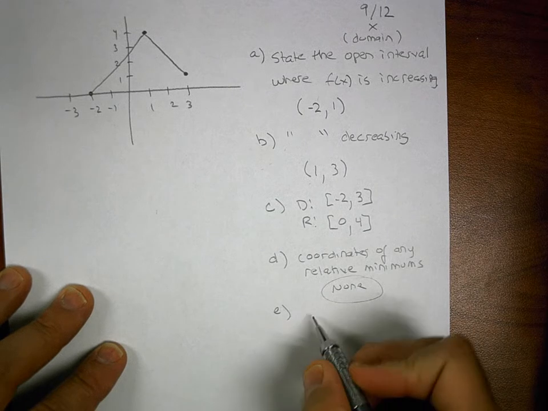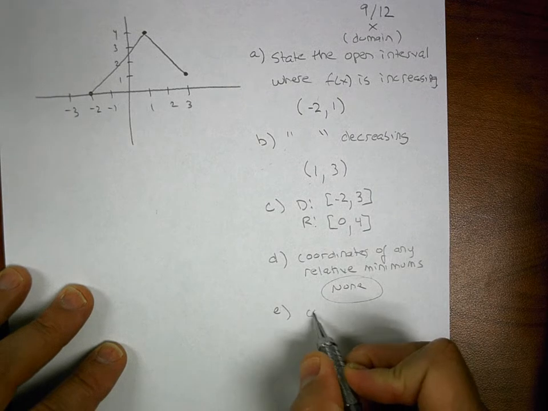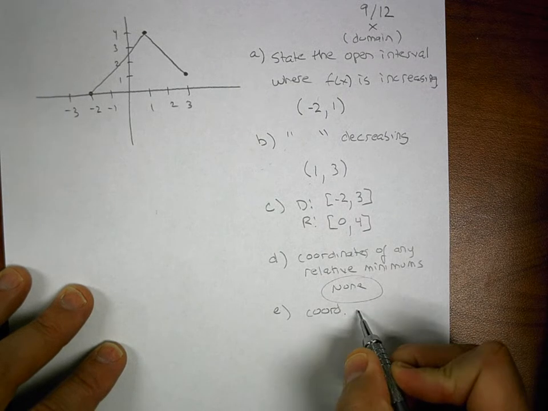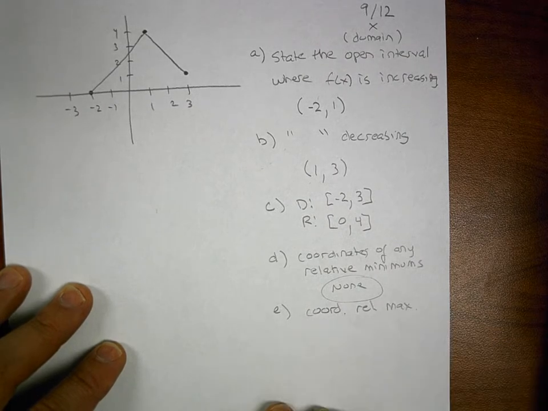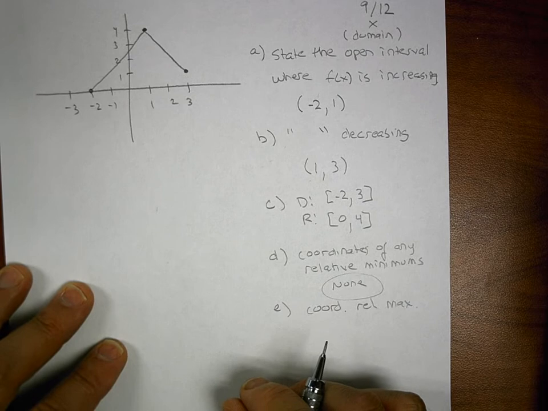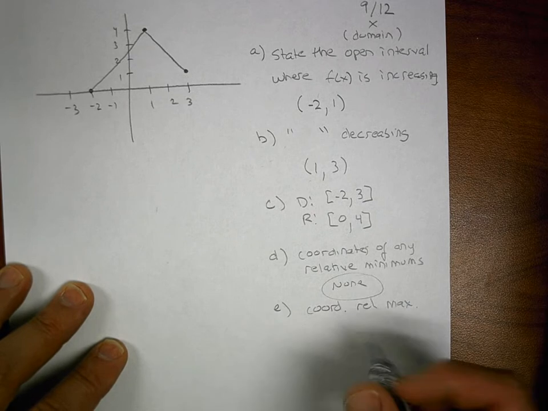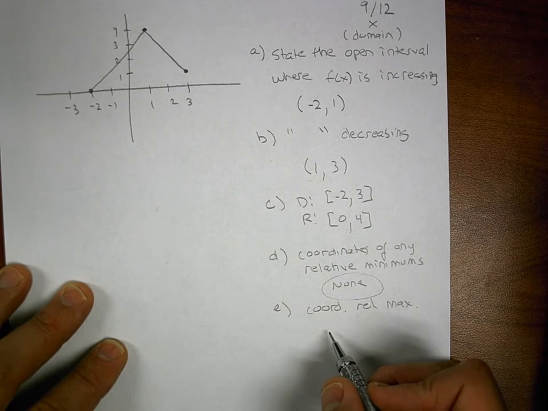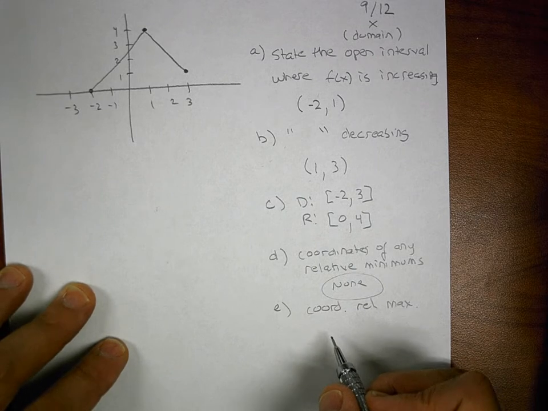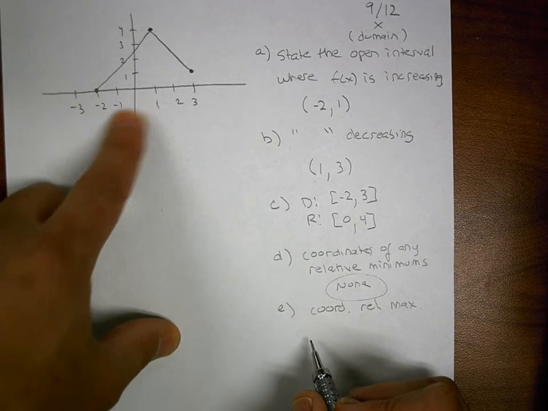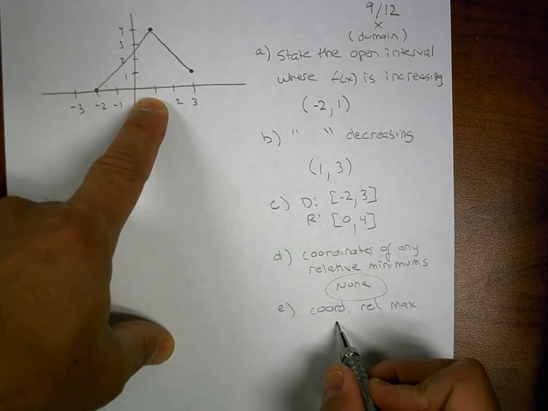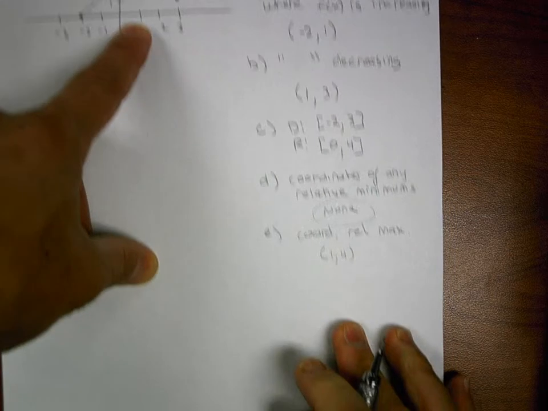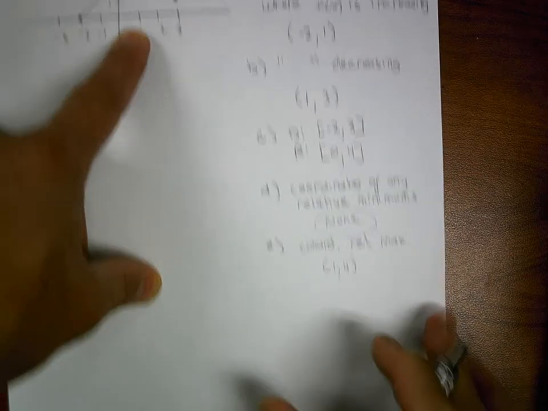E. What about the coordinates of any relative maximums? Is there a relative maximum? I would say yeah. And where would that be? x comma y. That would be where? 1 comma 4. It's not an interval notation, it's a location. So 1 comma 4. There's a relative max right there.